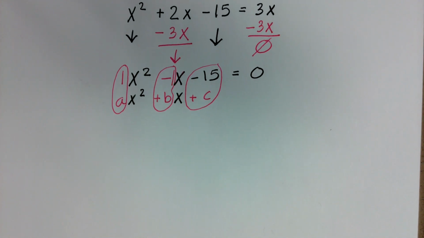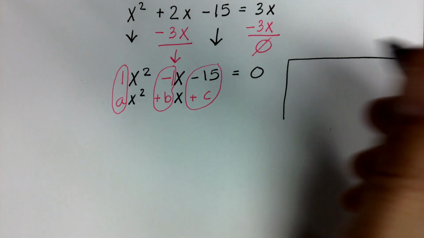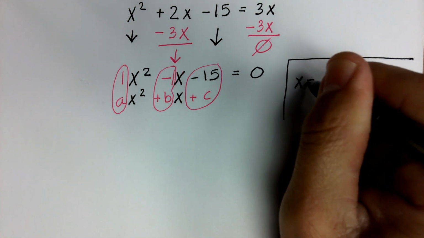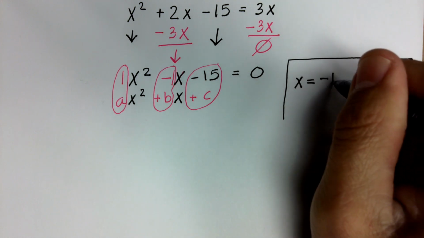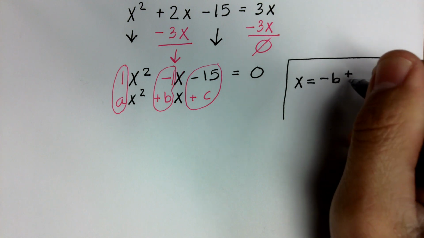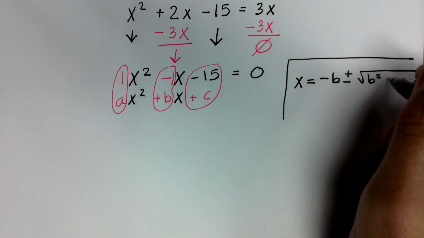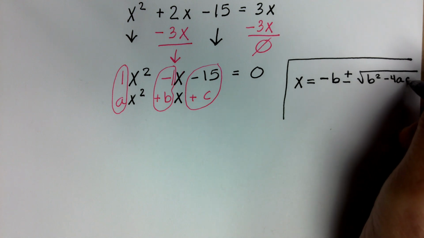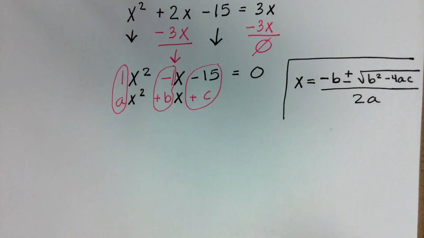So I'm going to move this up just a little bit, and we're going to write out this quadratic formula to the right first, just to refresh your memory of what it is. And we should have x is equal to negative b plus or minus the square root of b squared minus 4ac divided by 2a.